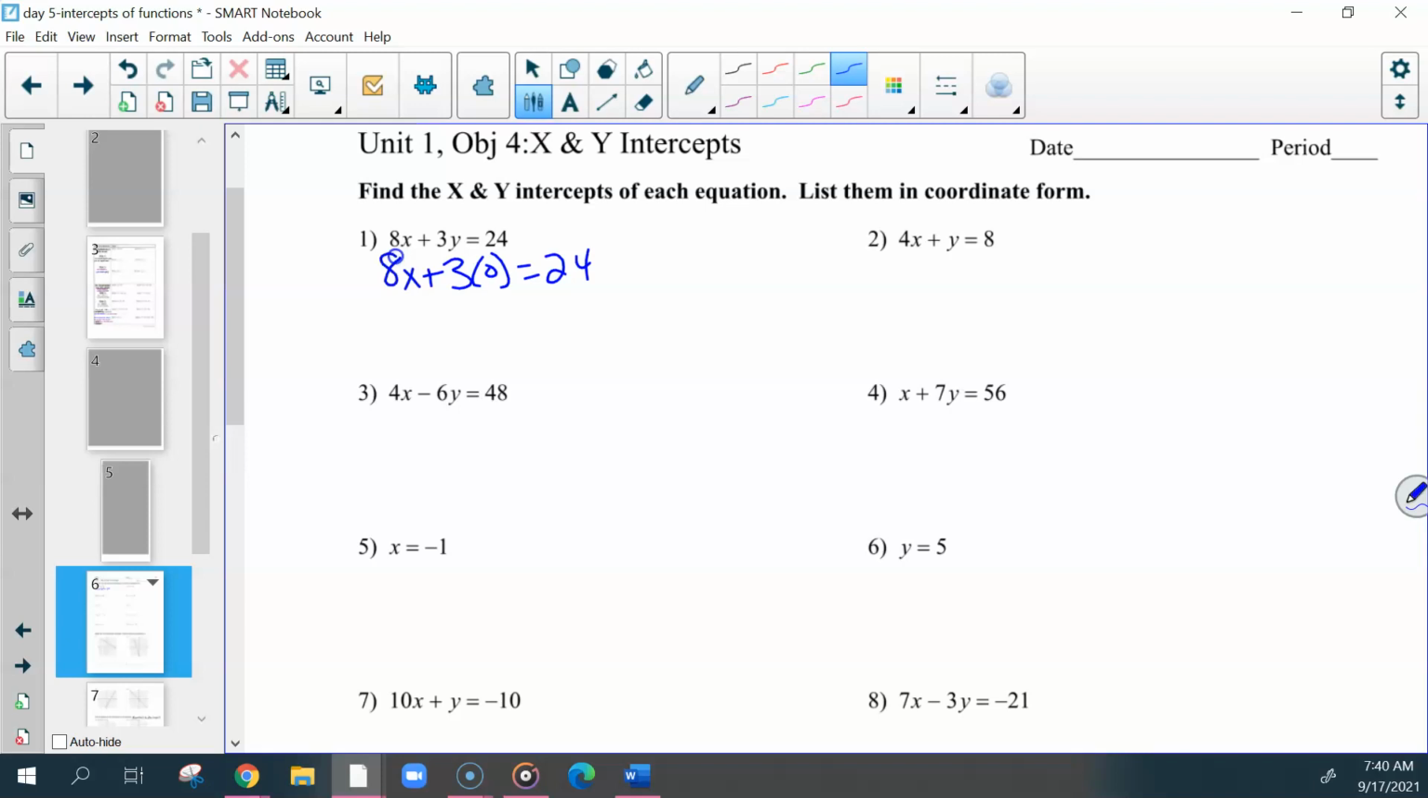And then I'm going to solve. Well, this is going to become 0. So really, I can just set 8x equal to 24 and solve. So my x-intercept would be at 3, 0.